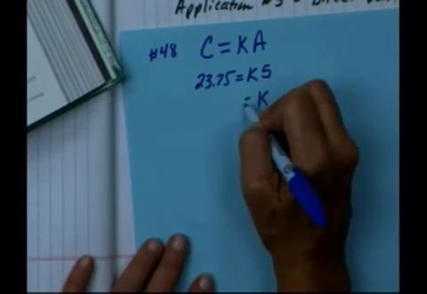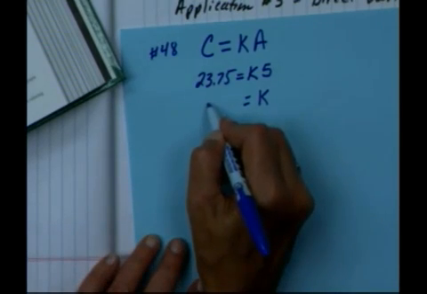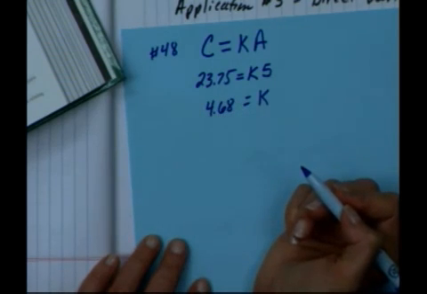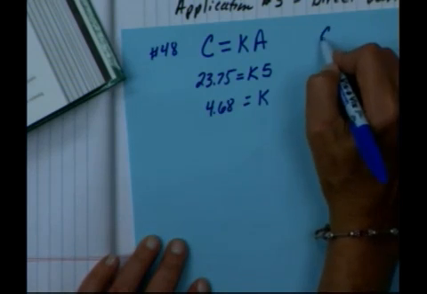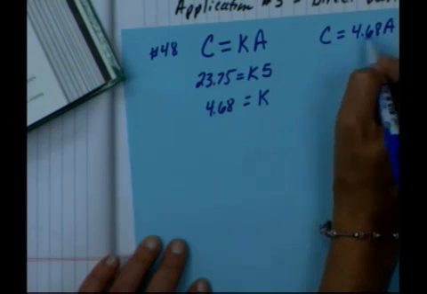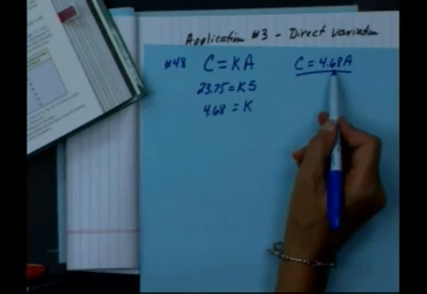So K then is equal to, what's that when you divide by 5? 4.68. I'm trusting you. I don't have my calculator. So there we have C equals 4.68 times A. So now we have our formula for the direct variation.